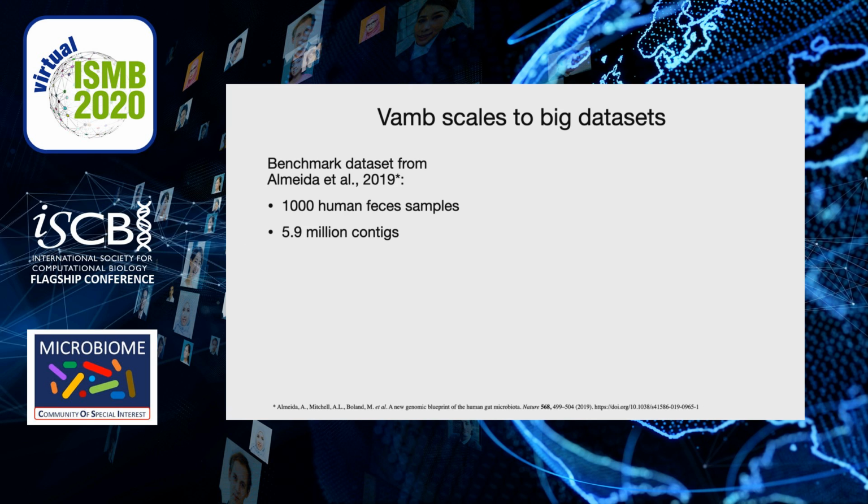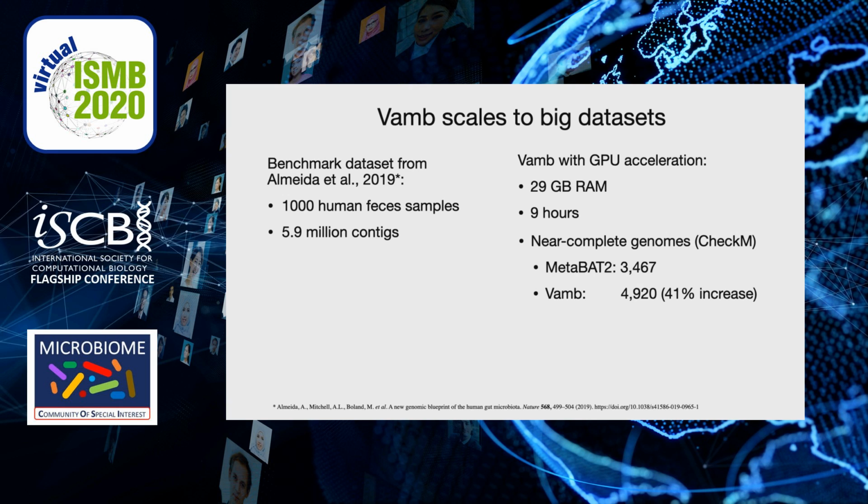We built Vamb to scale with the big datasets that are common in metagenomics today. And to stress test it, we tested it on the benchmark dataset released by Almeida et al. in Nature last year. Their dataset contains 1,000 human feces samples and 5.9 million contigs. We binned it with Vamb using a single GPU and spent only 29 GB of RAM and 9 hours. According to the program CheckM, we created 4,920 high-quality genomes, compared to the 3,467 that Almeida got using MetaBat 2. That's 41% more.